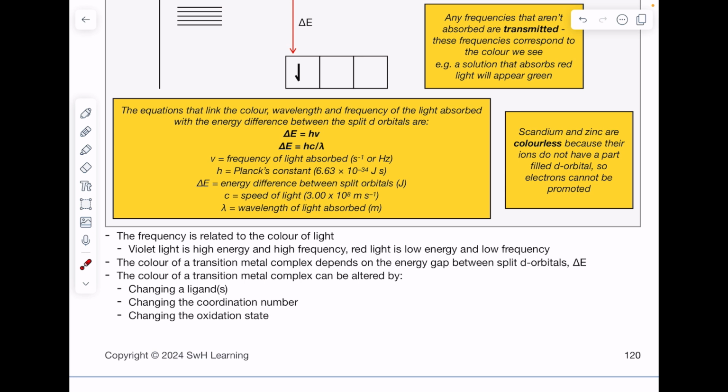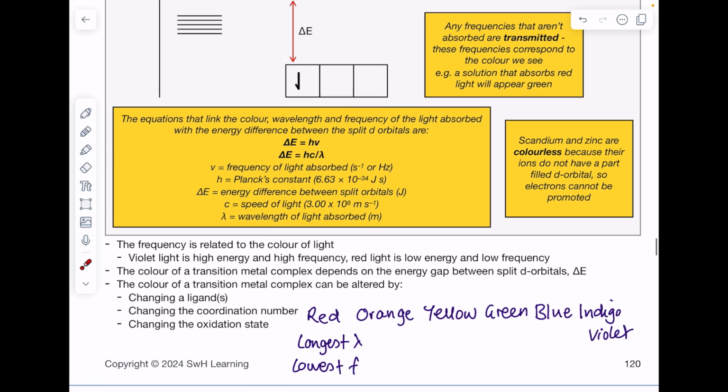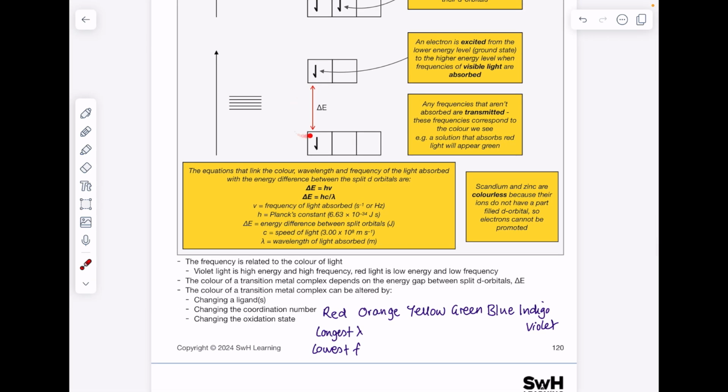And now going into greater detail about the colour of light you'd expect to see. The EM spectrum, remember, shows that the visible light consists of the following colours. Now red has the longest wavelength and therefore the lowest frequency, and it is lowest in energy. Violet at this end has the shortest wavelength, it's highest in frequency and highest in energy. And so the colour of a transition metal ion depends on the energy gap between the split d orbitals, delta E. The colour of the transition metal complex can be altered by changing the ligand, so swapping out ammonia for water, changing the coordination number and changing the oxidation state.